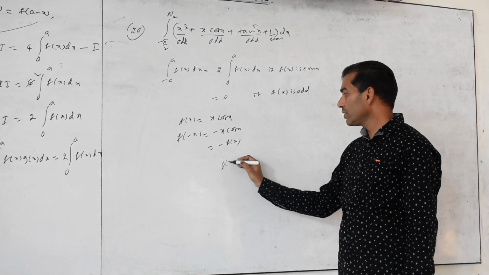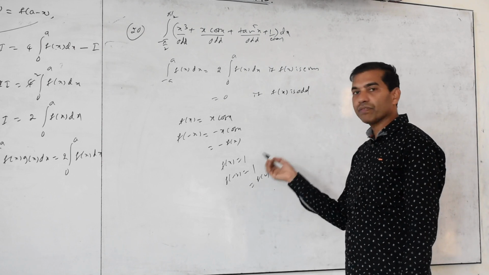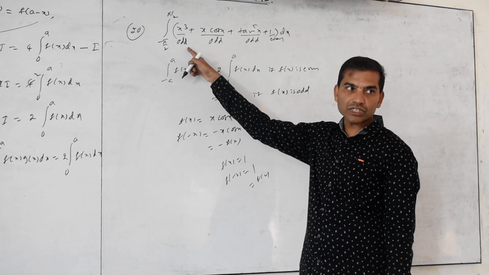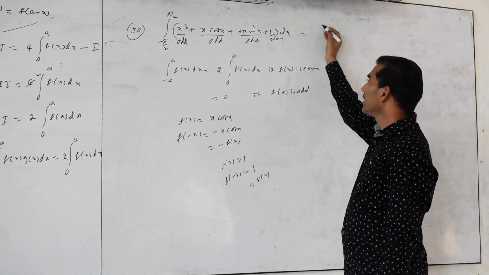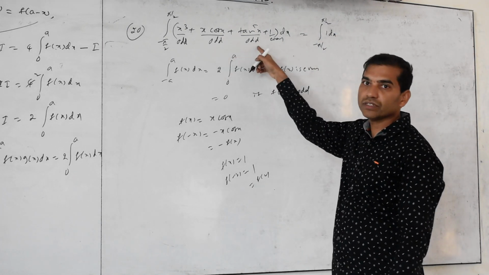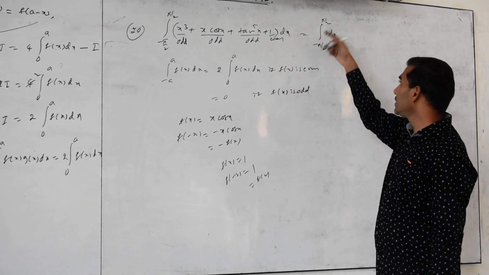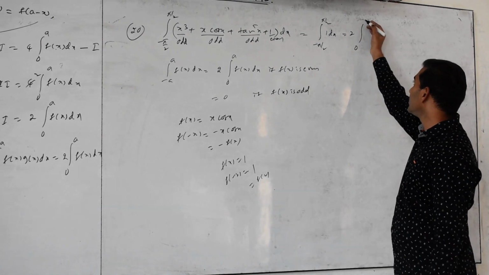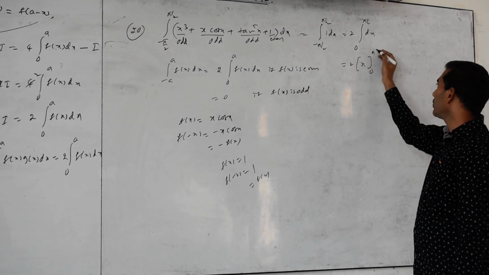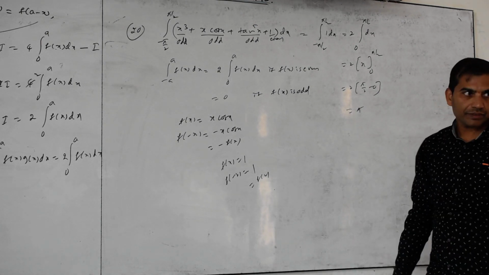f of x is equal to 1, then f of minus x is 1 only, which is equal to f of x. So a constant function is even. So these all are odd, so they become 0, 0, 0. This much will be there: integration from minus pi by 2 to plus pi by 2 of 1 dx. Because these all are odd functions, the value becomes 0. And this is even, so we can write 2 into the integration of 0 to pi by 2 of 1 dx. 2 into the integration of 1 is x from 0 to pi by 2. 2 into pi by 2 minus 0, which is equal to pi.